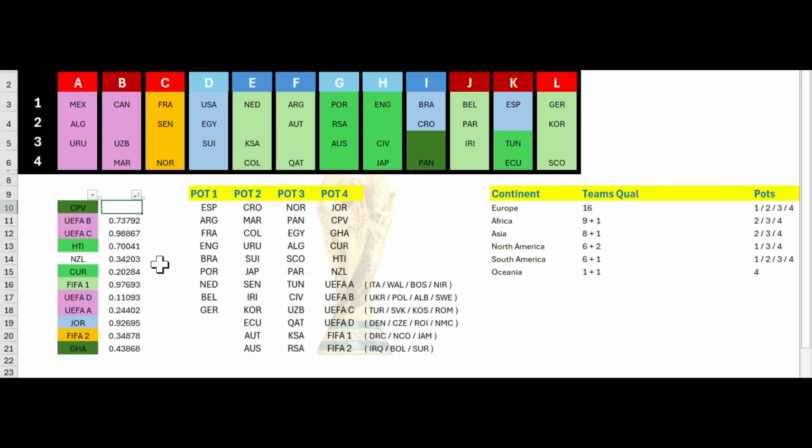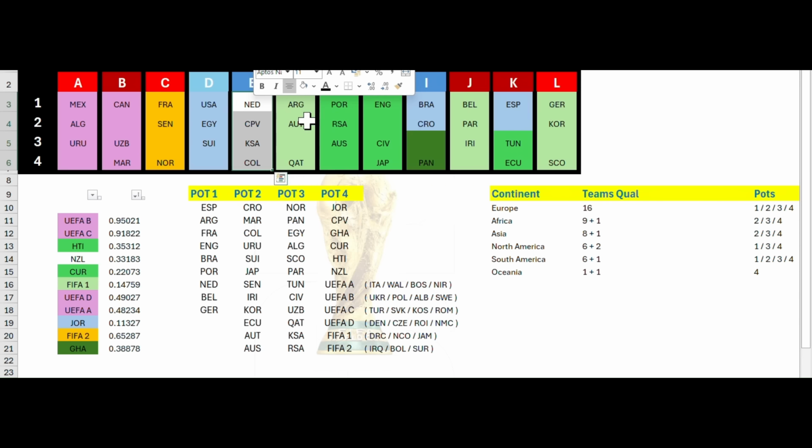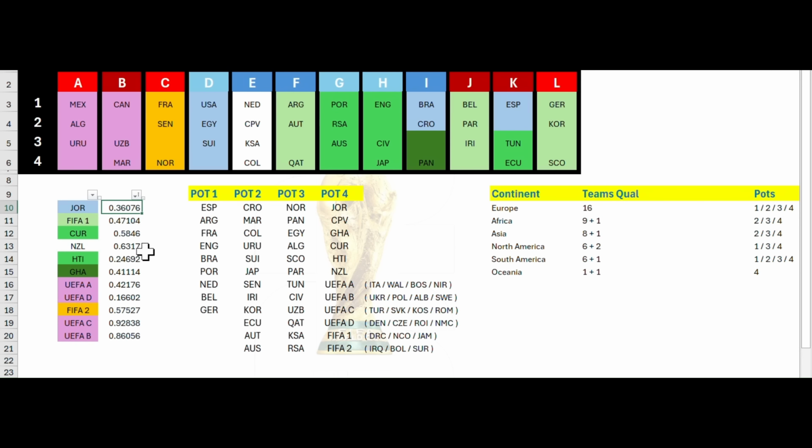So our first team drawn, Cape Verde. Light green group is available for them. So first available is Group E. Jordan will slot into the last spot in Group D. They play Switzerland in their first match.